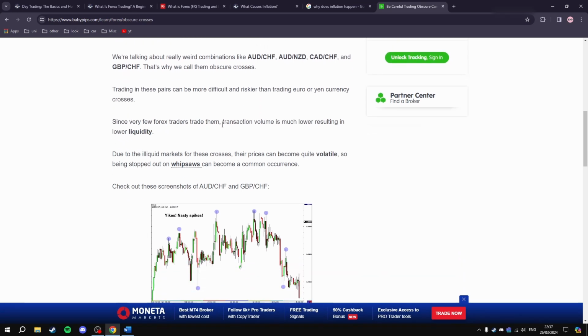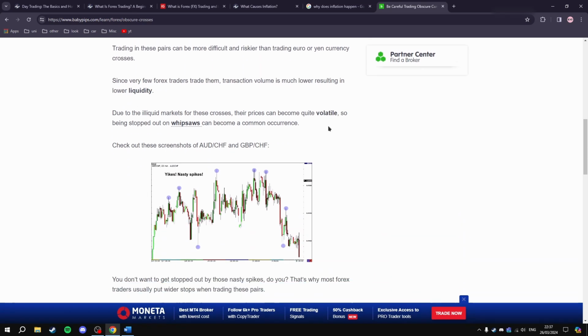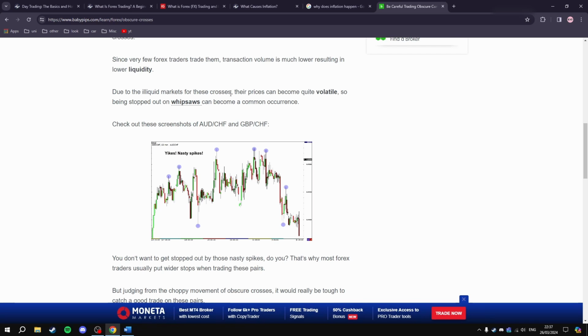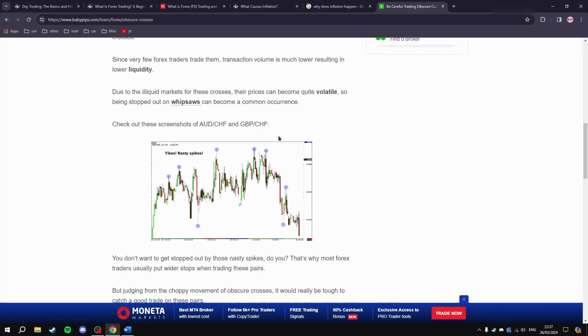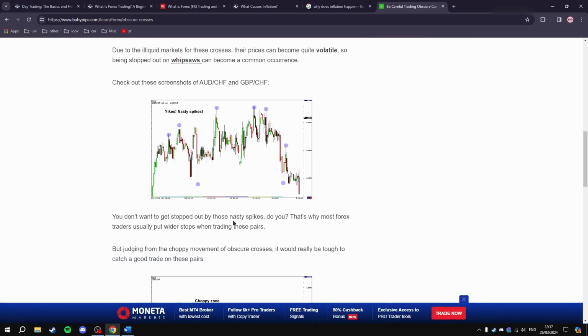Since very few Forex traders trade them, transaction volume is much lower, resulting in lower liquidity. Due to the illiquid markets for these crosses, the prices can become quite volatile, so being stopped out on whipsaws can become a common occurrence. Check out these screenshots of AUD CHF and GBP CHF. So what's this? AUD CHF, 60 minutes. Check out these spikes, these outliers. You don't want to get stopped out by these nasty spikes, do you?